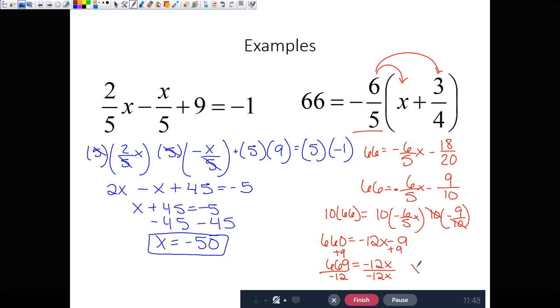So I get x equals negative 669 over 12. Do you think that can be reduced? Yes. How'd you get 669? I added 9 to both sides. Oh, yeah. So is there a number that can go into 669 and 12? 3? If it ends in 9, then it's either divisible by 9 and 3, but 9 can't go in 12, so 3. So what's 669 divided by 3?